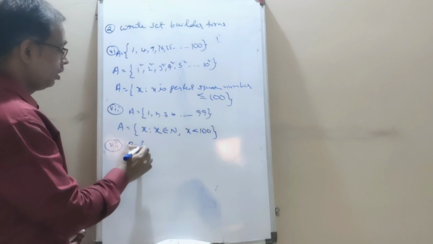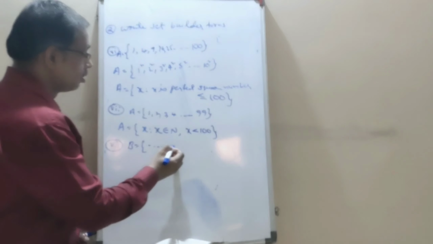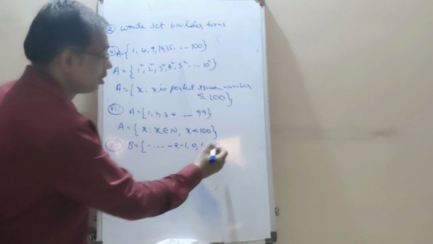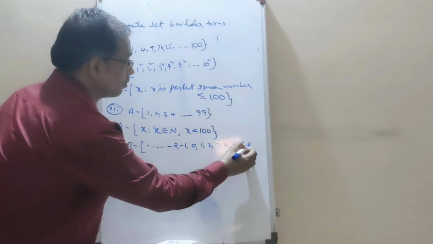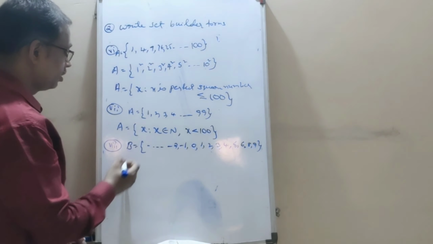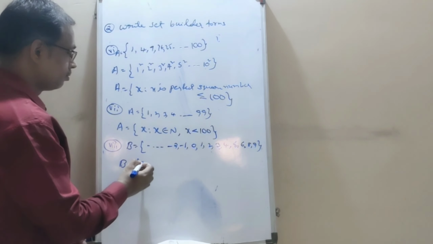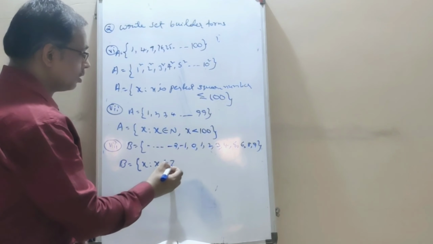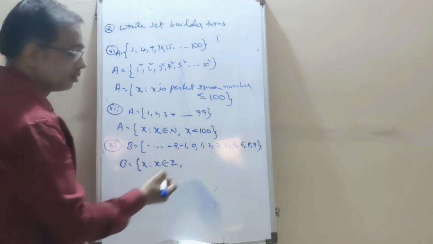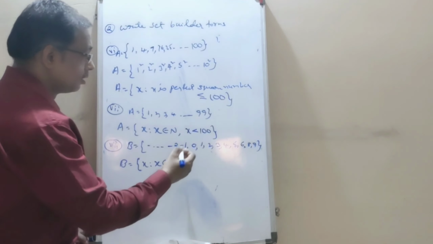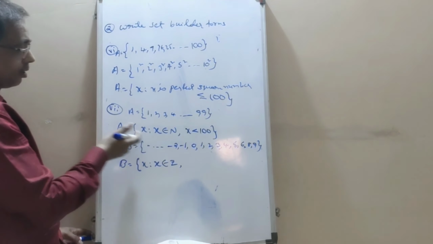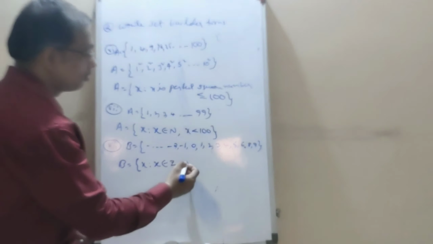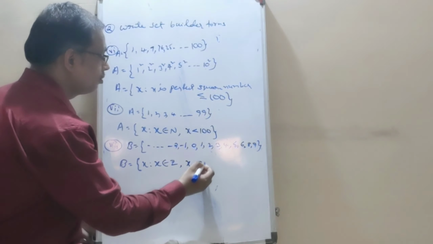Now again, some set B is equal to -2, -1, 0, 1, 2, 3, 4, 5, 6, 7, 8, 9. So here it is simple. Set B is equal to x such that the property is x belongs to Z, the set of integers, and these are already -2, -3. We have so many on the left side, but on the right side we have up to 9. So that's why we can write x less than or equal to 9.